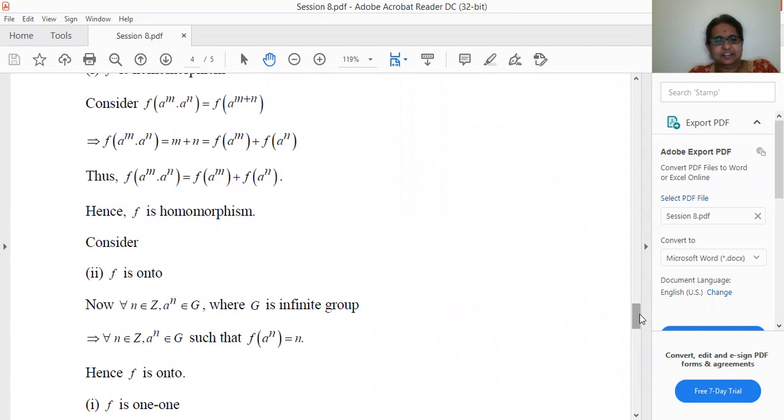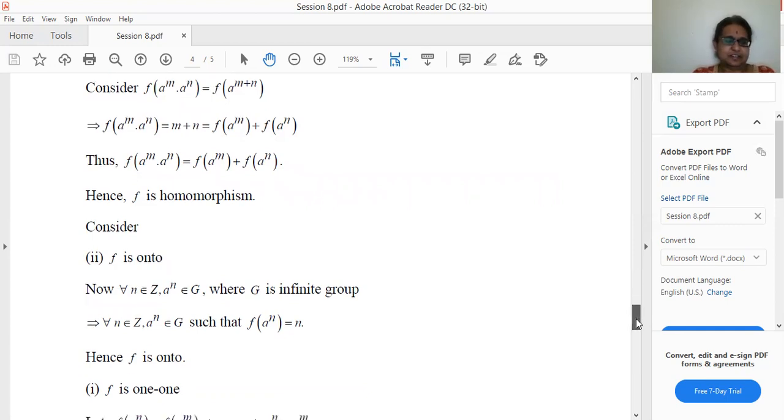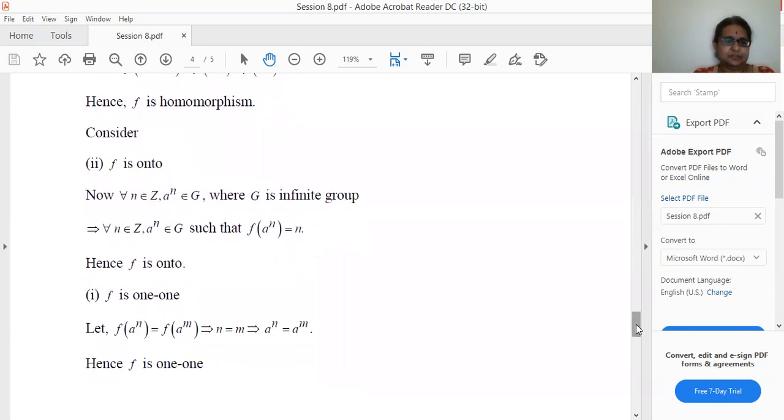Hence f is onto. So we have proved f is a homomorphism, f is onto. Next, we have to show f is 1 to 1. Now to show f is 1 to 1, consider two elements.